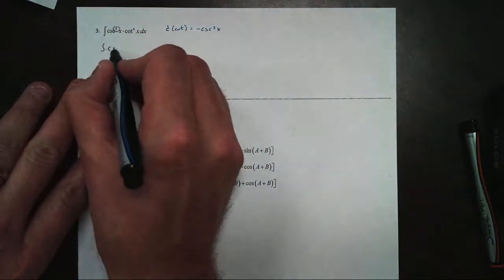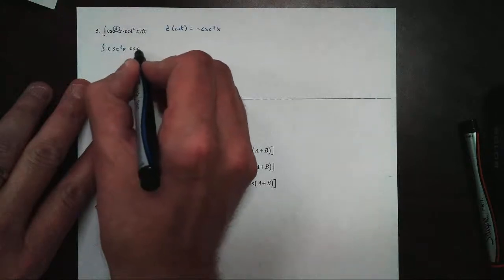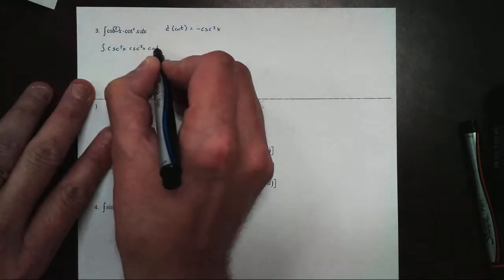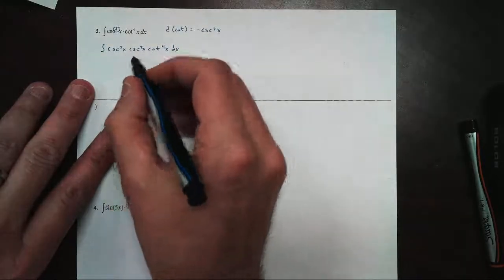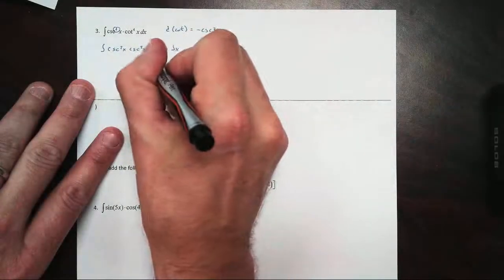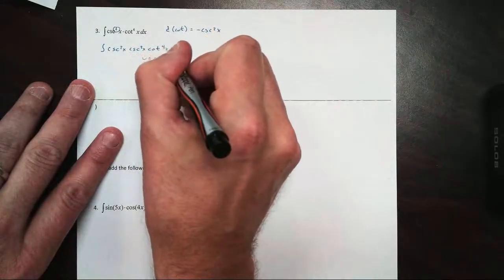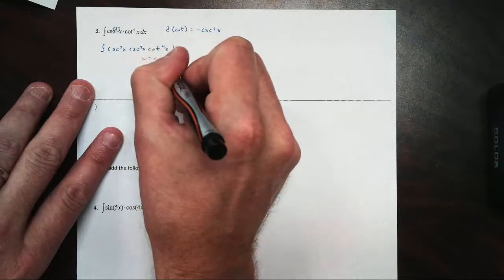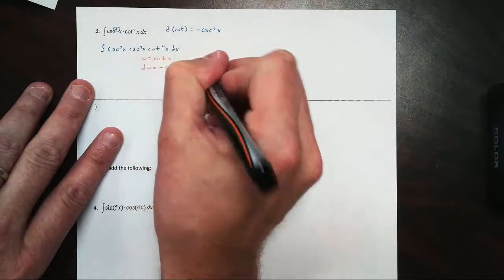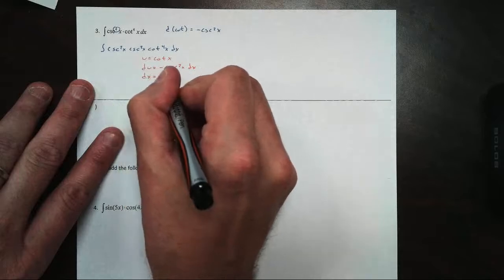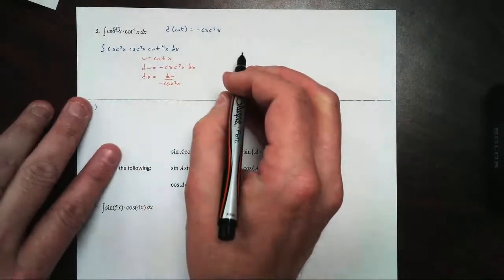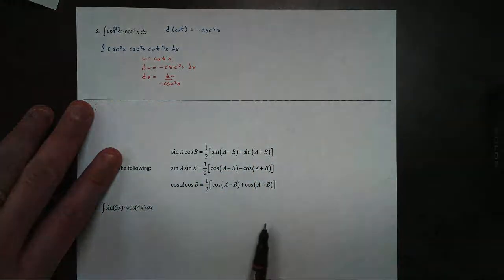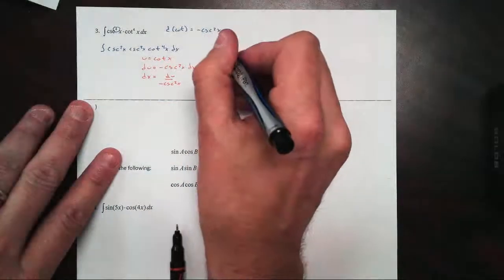So I'm going to write this as cosecant squared of x, cosecant squared of x, cotangent to the 4th of x dx. And using our u substitution, let u equal the cotangent of x, du becomes negative cosecant squared of x dx. So dx becomes du over negative cosecant squared of x.